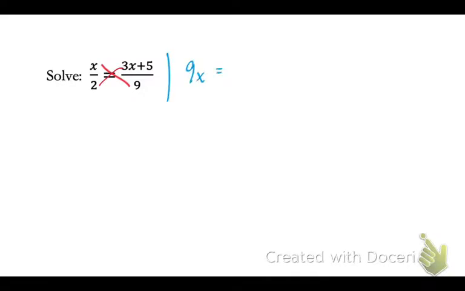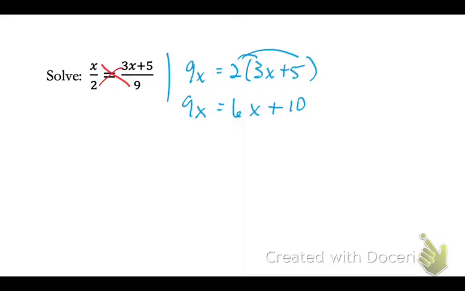So we'll have 9x equals, now notice we're going to have 2 times that expression, so make sure you put that expression in parentheses. Now we'll just follow the math. So we need to distribute that 2, so I'll bring down my 9x and my equal sign, and then take 2 times 3x, which is 6x, and then 2 times 5, which is 10. Now I know that I need to get variables on one side of my equal sign and numbers on the other. So I can subtract my 6x from both sides.